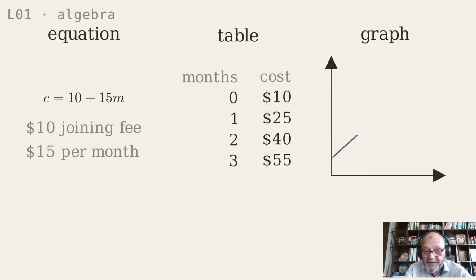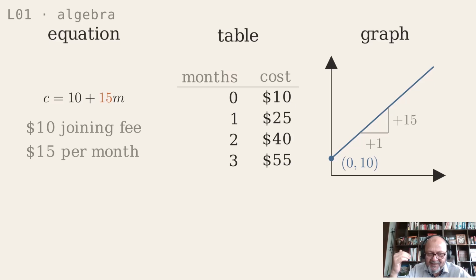On a graph, this relationship appears as a straight line. The graph begins at the point (0, 10). The value 10 is the y-intercept because it represents the cost when the number of months is 0. The line rises by 15 units for every 1 unit increase, that is, the unit is number of months. So this rate of change is the slope.